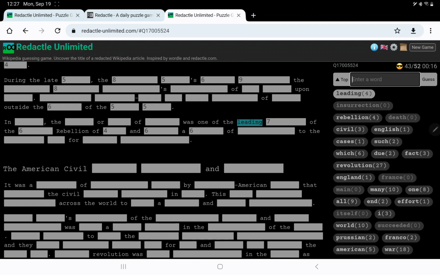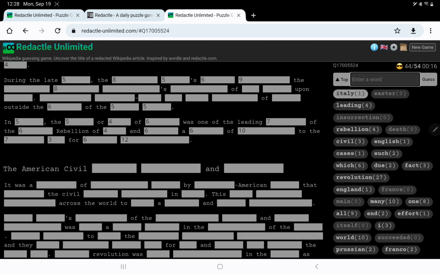It was one of the leading, not causes, of the 6th rebellion. Oh, the Easter rebellion, maybe? No. Of 4 and 6. A 6 of 10 to the 7, 3 for 6, 12. In Italy, maybe? No, we do have one Italy. In Spain? No. In 5.